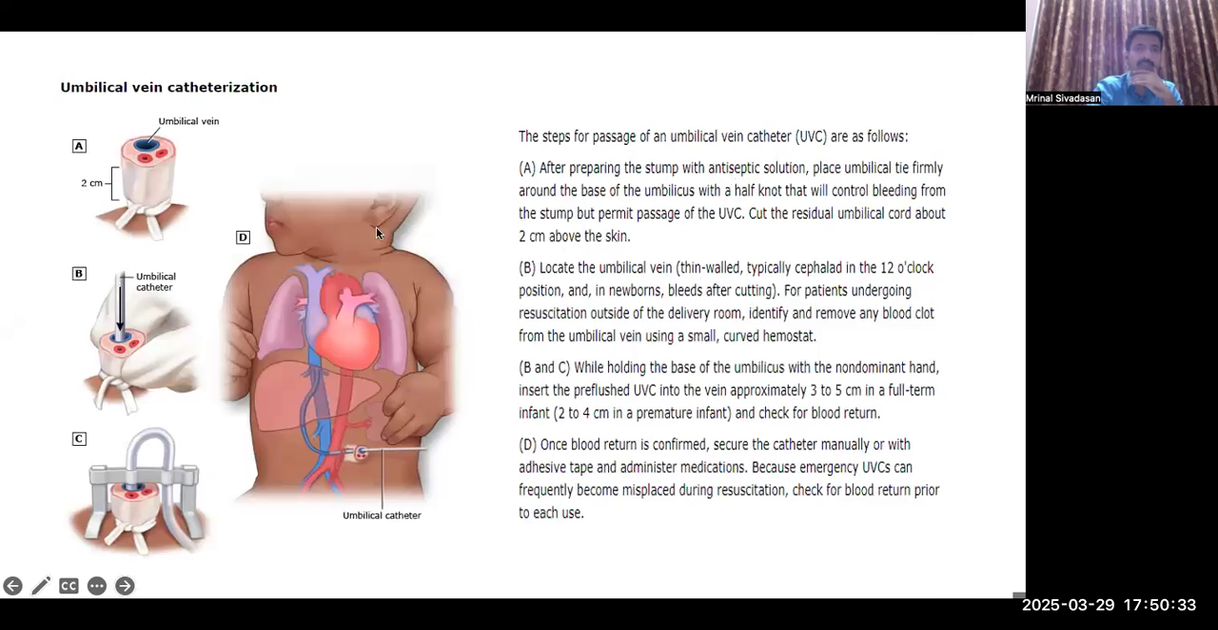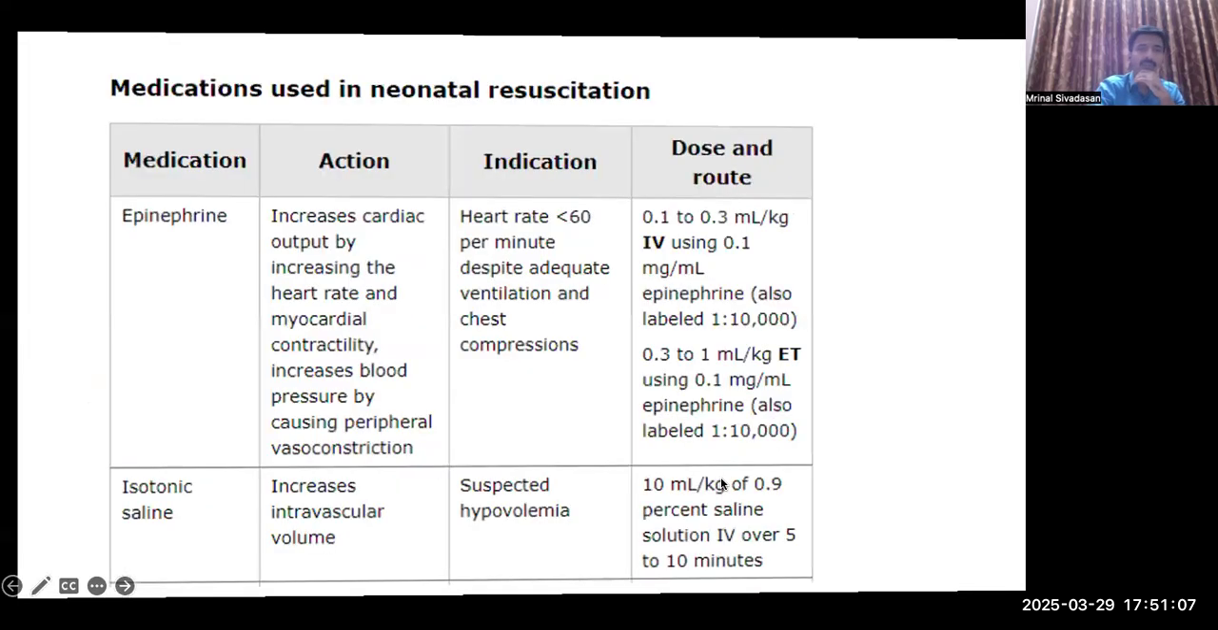This is the step for umbilical vein catheterization. You tie the cord and then insert a flushed catheter and fix it with adhesives. You clean the base, prepare with antiseptic solution, tie the umbilical cord, and cut the cord. Then you insert the pre-flushed umbilical catheter into the cord, at least 3 to 5 centimeters, and check for blood return. Once the blood return is there, you secure the catheter.